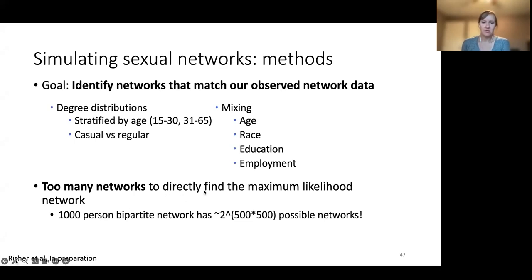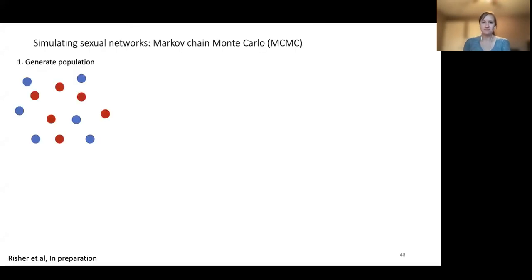And there are too many networks to directly find the maximum likelihood network. So a 1,000 person bipartite network. Because this is purely heterosexual data, this is a bipartite network. We'll have around 2 to the 500 times 500 possible networks, right? So that's a huge number. So we have to use Markov chain Monte Carlo to be able to simulate these sexual networks.